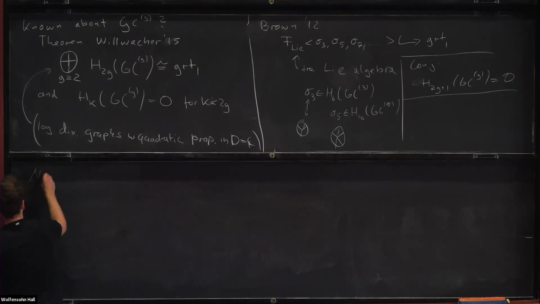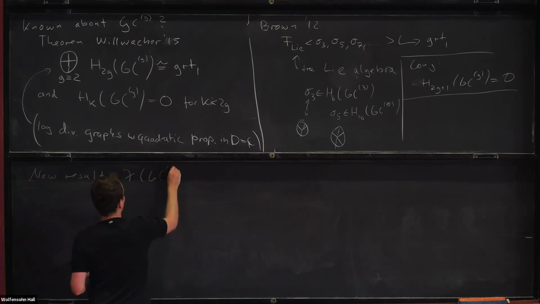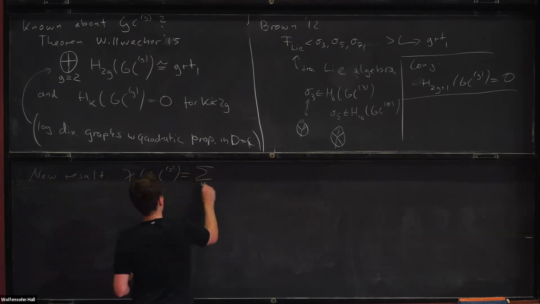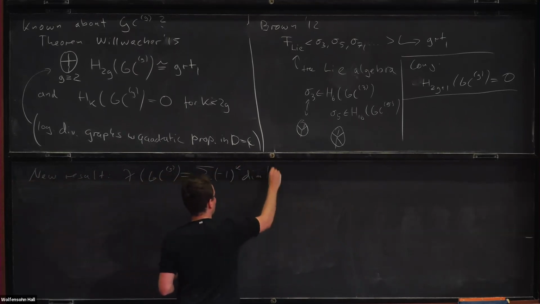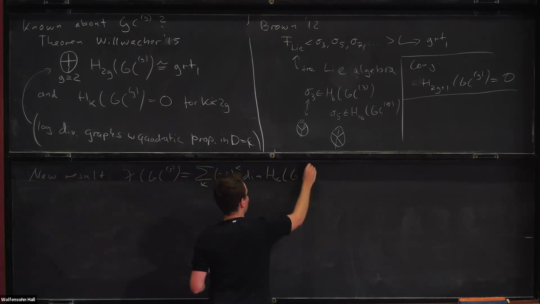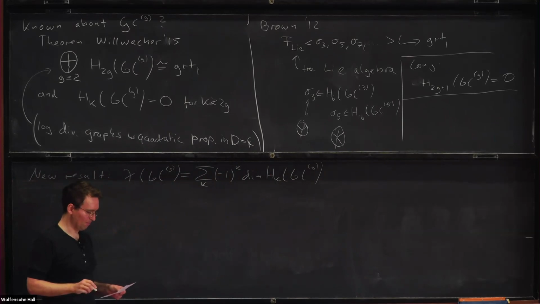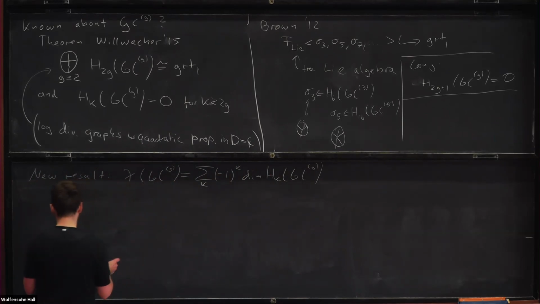So the new result is about the Euler characteristic of this graph complex. So the Euler characteristic is just the alternating sum over the Betti numbers, over the dimensions of these homology spaces or groups. And yeah, the theorem is a formula for this Euler characteristic for large g.